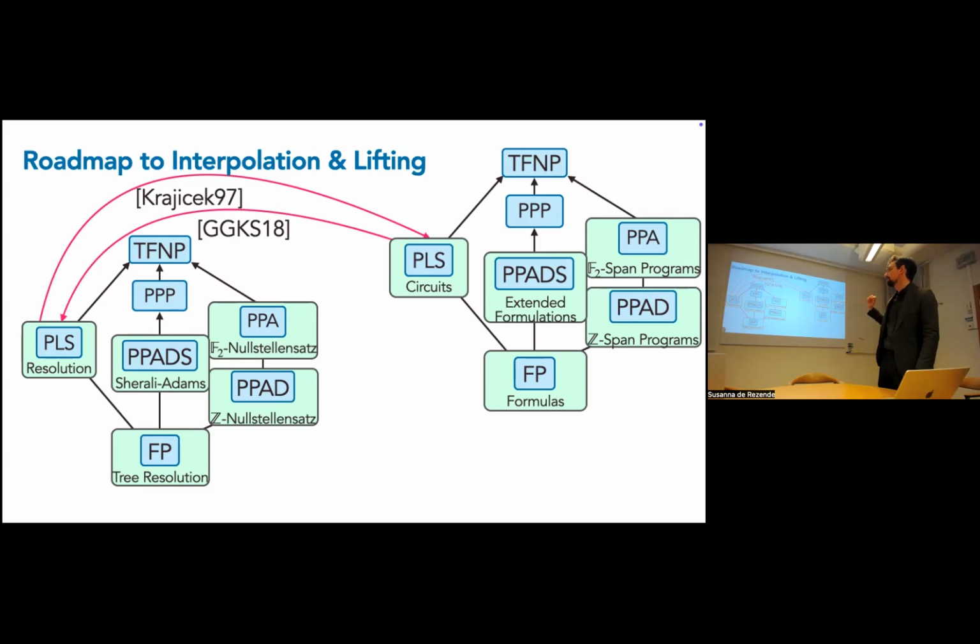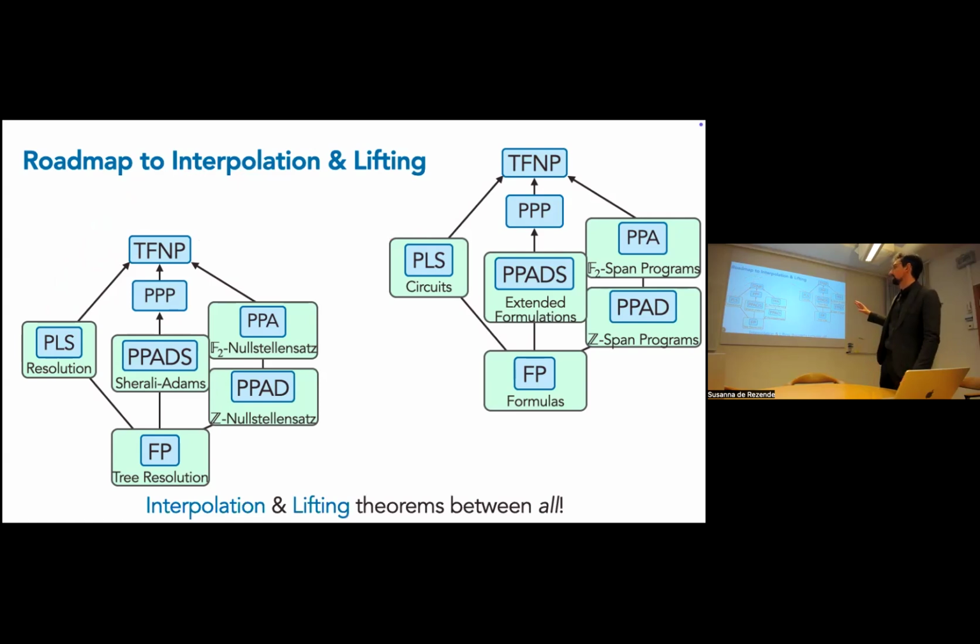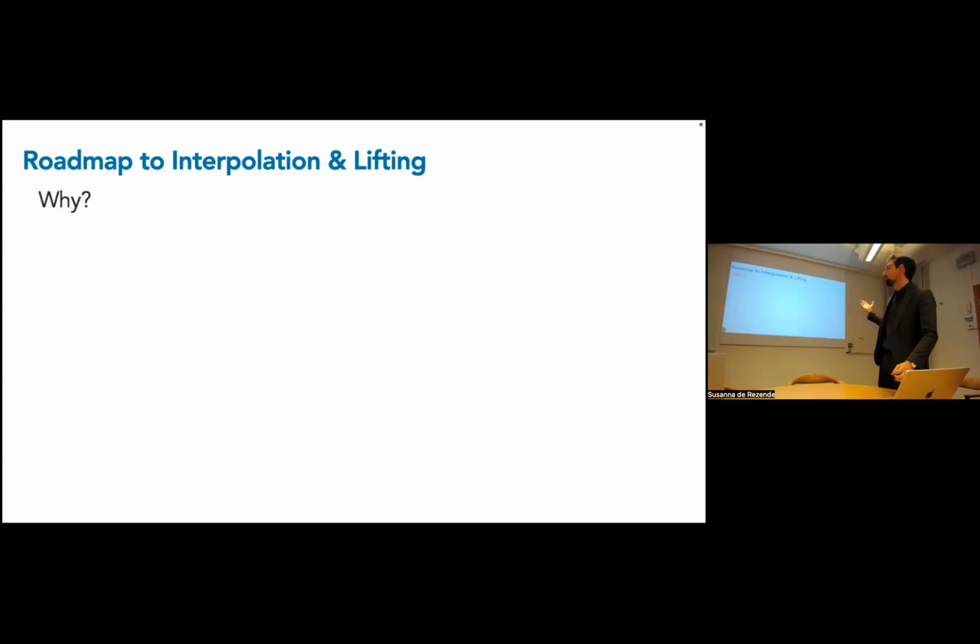Similarly, we have this for resolution proofs and monotone circuits. This is the result of GGKS. And in fact, we have a lifting theorem and interpolation theorem between every single one of these classes. So every time we have a characterization of the black box and communication versions of a TFNP class, we've found a lifting theorem and interpolation theorem between the two. Which suggests that these characterizations can tell us when we should expect these very useful theorems. So the question is, why is this happening?